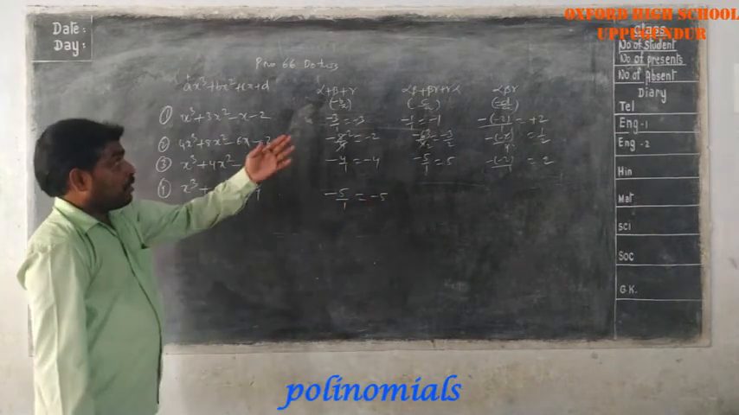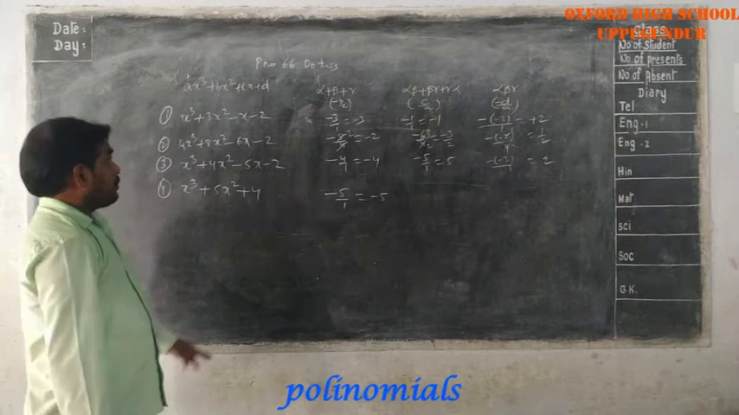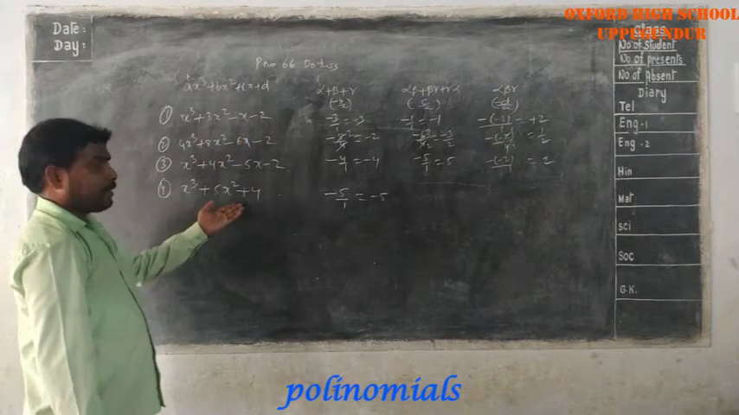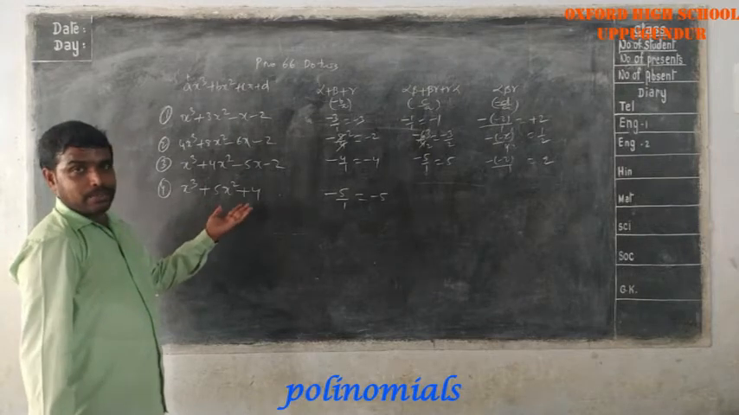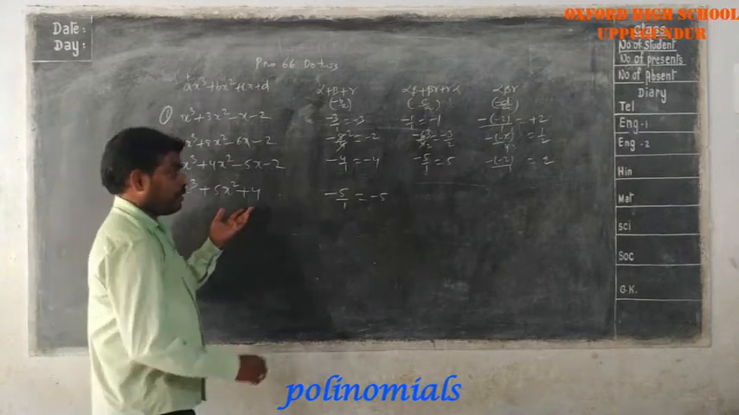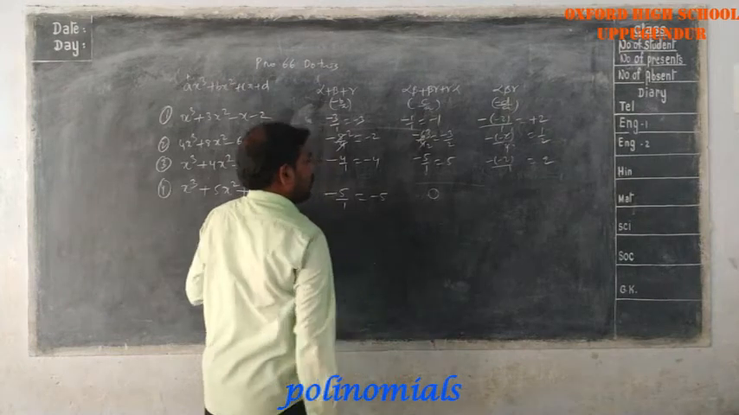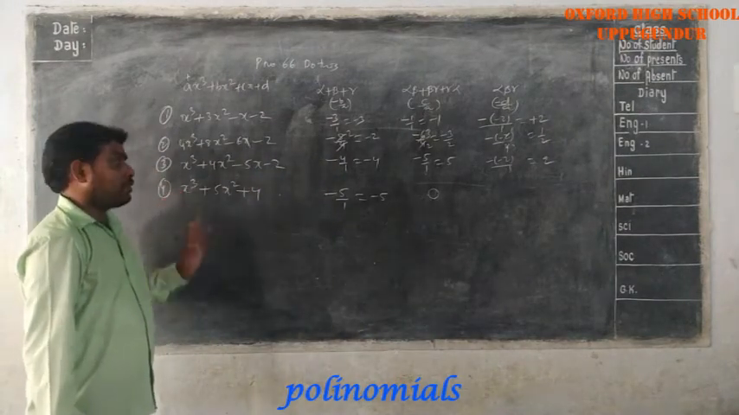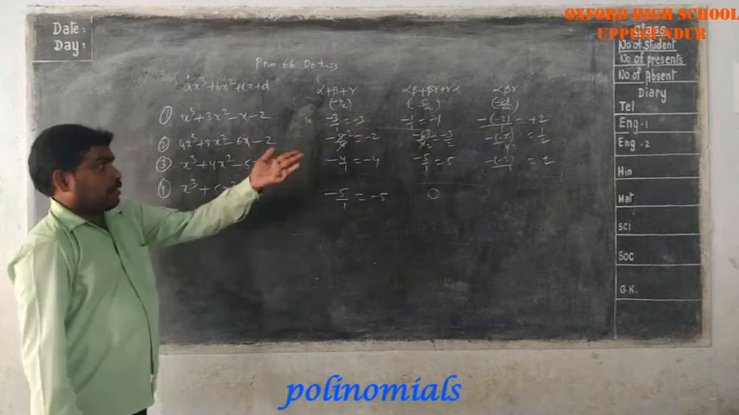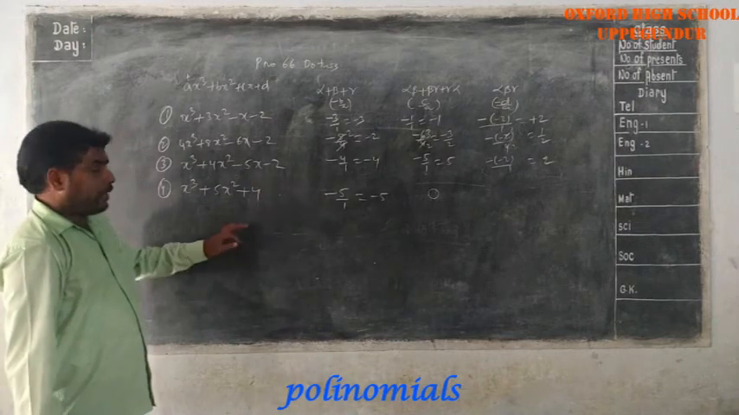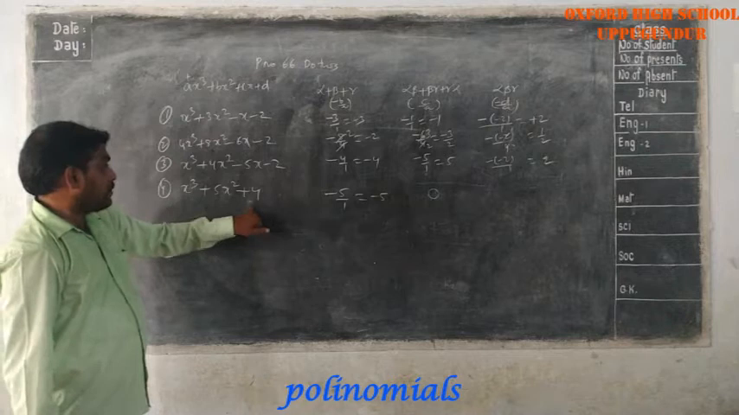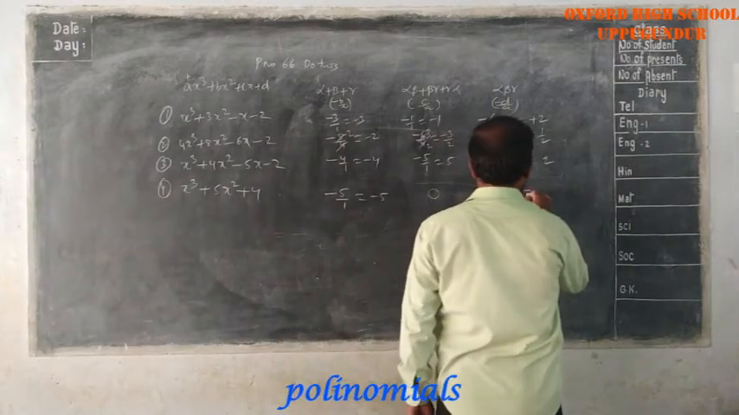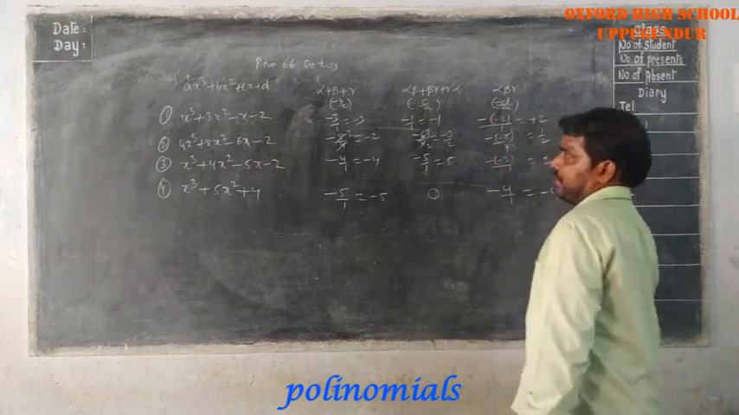Next, c by a means coefficient of x by coefficient of x cube. Here we don't have an x term, that's why coefficient of x is 0. 0 by any value you will get 0. Next, alpha beta gamma is minus d by a, minus constant term by coefficient of x cube. That means minus 4 by 1, you will get minus 4.